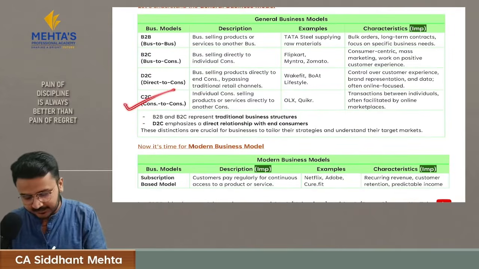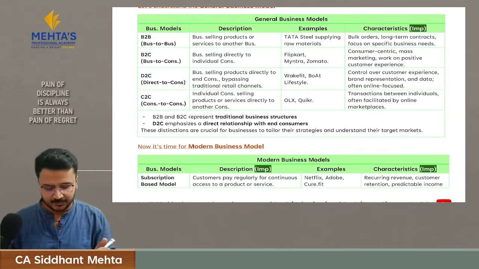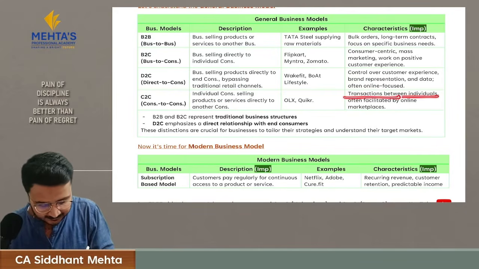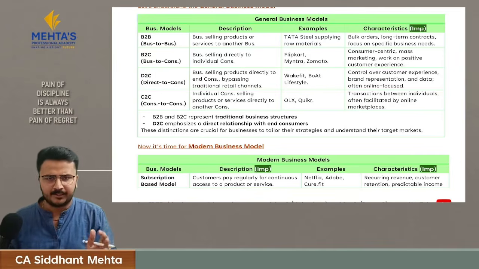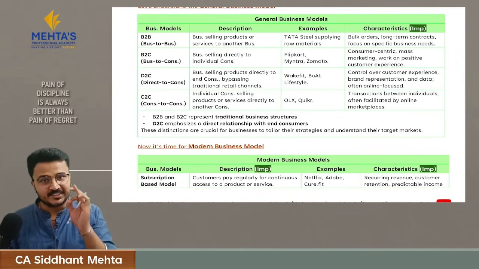Now the last one is C2C, that is consumer to consumer. Here the individual consumer will sell products or services directly to another consumer. So here the transactions between individuals are often facilitated by an online marketplace, for example OLX. So these are your 4 general business models.